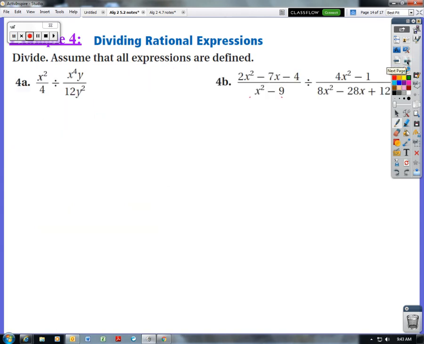Here are 2 to do on your own. X squared over 4, we have to flip and multiply. New color. Okay, I see 4 will go in there once and in there 3 times. I see the x squared over the x to the fourth, so that's going to cancel, and you're going to have two x's on bottom.